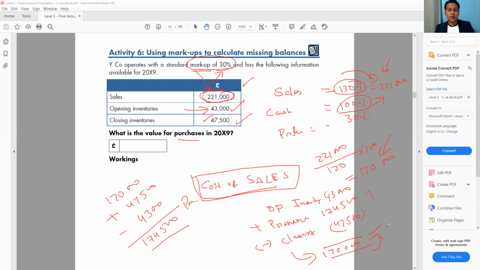If you are working from the bottom, you need to do the opposite. If something is minus, make it plus. If something is plus, make it minus. Other than that, it is not very difficult. It's just plus and minus.